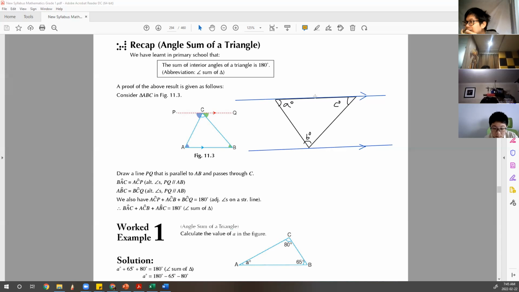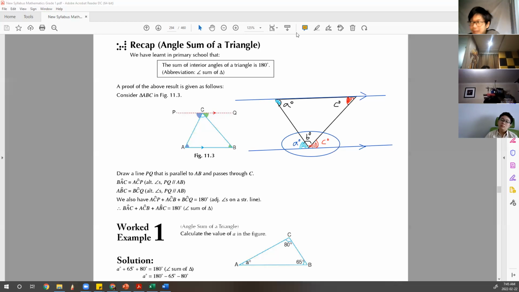So I use another color. If this is C, what is this? C also, because it is alternating. Get it? So if this is C, this is also a C. And if this is A, this is also an A. Why? Because it is alternating as well. So A and B and C, in this part, is a supplementary angle.